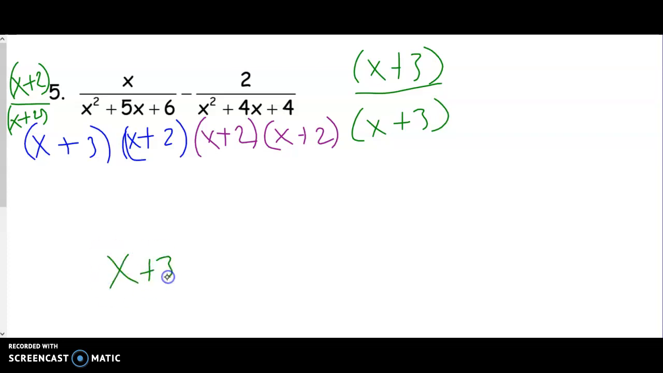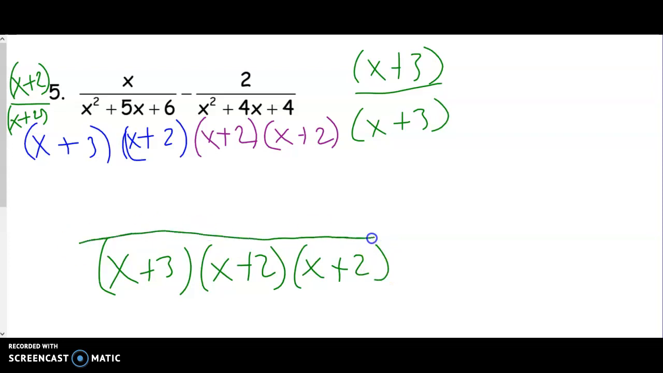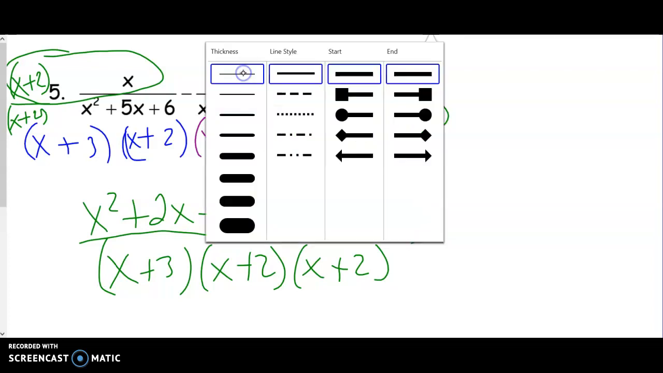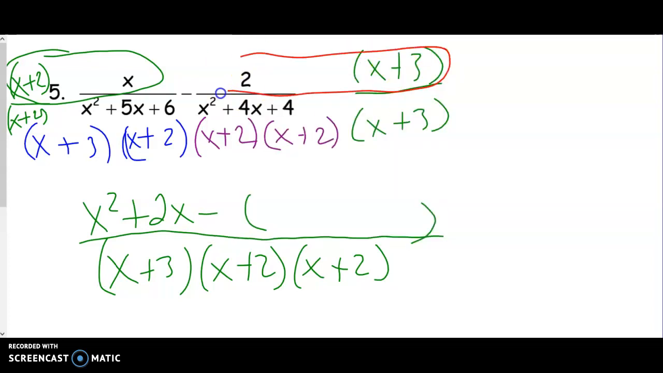Just going to leave it written out. x plus 3, x plus 2, x plus 2. You don't have to multiply that out. All right, this numerator, x times x times 2. The other numerator is here, 2 times x, 2 times 3.